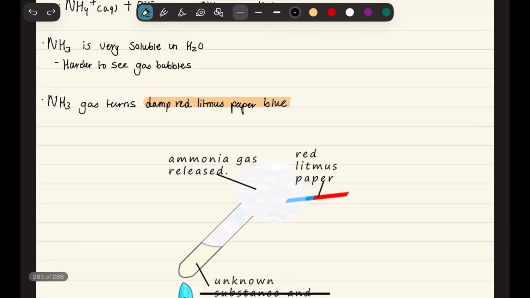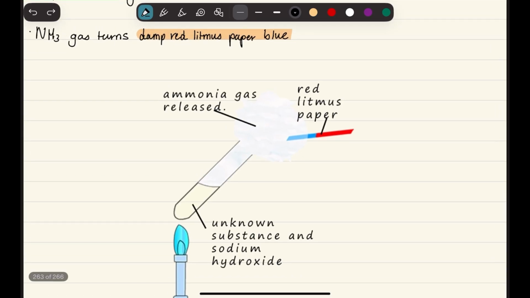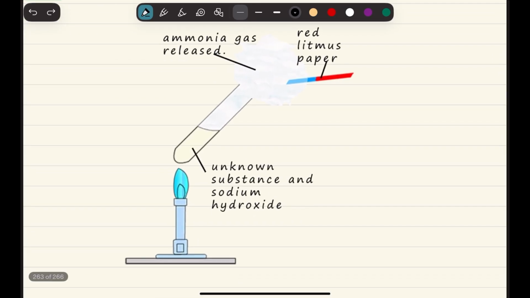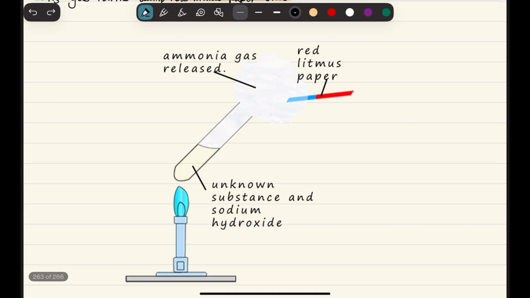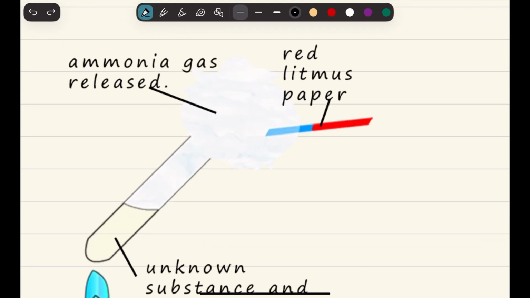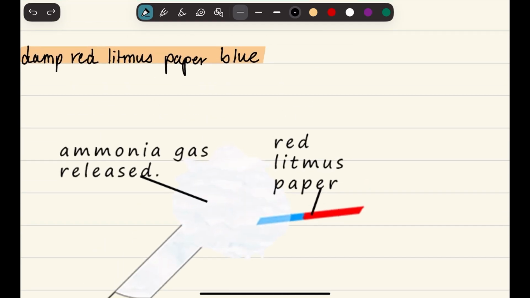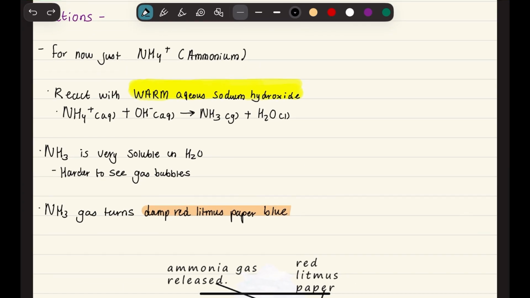I've got a diagram here that I got online. Warm hydrochloric acid, that's why we've got the Bunsen burner. Sorry, not hydrochloric acid, warm sodium hydroxide. You're reacting it with ammonium ions, you form the gas, and then that damp red litmus paper is turning blue, as you can see. And that's your test for ammonium. There's not too much in excess to know from that, but remember the equation, it is really important.